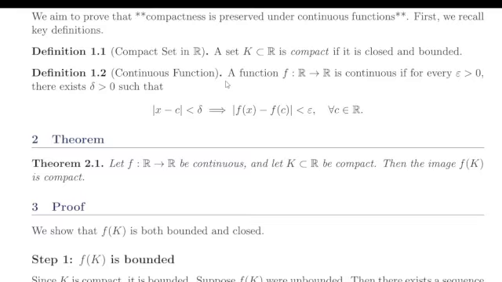And a continuous function, a function f from reals to reals, is continuous if for every epsilon greater than 0, there exists delta greater than 0, such that the absolute value of x minus c is less than delta implies the absolute value of f of x minus f of c is less than epsilon for all c.